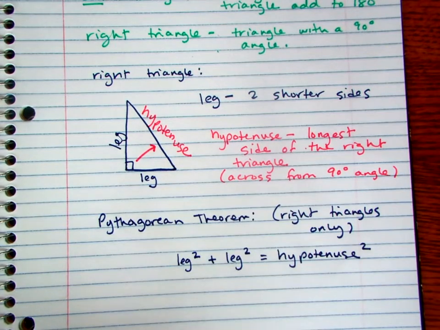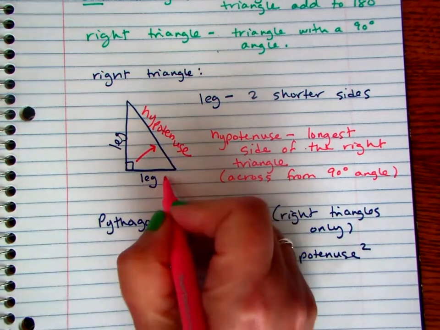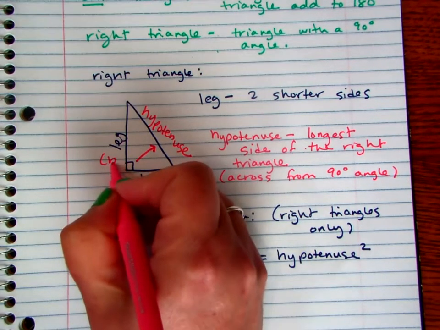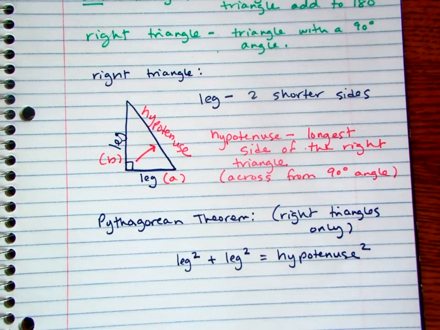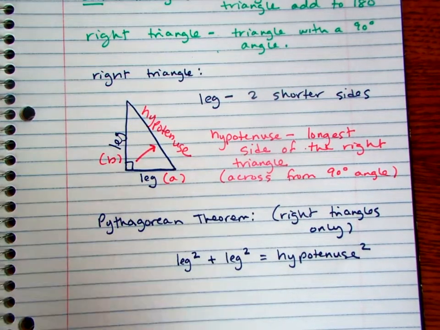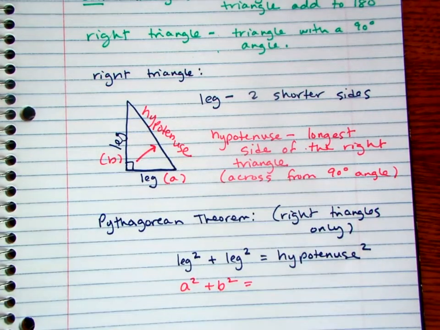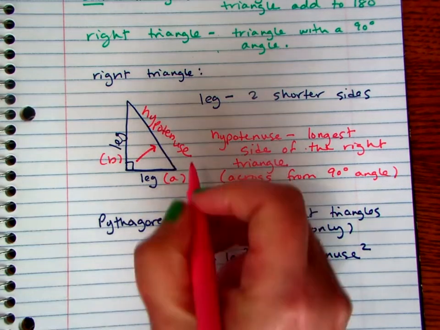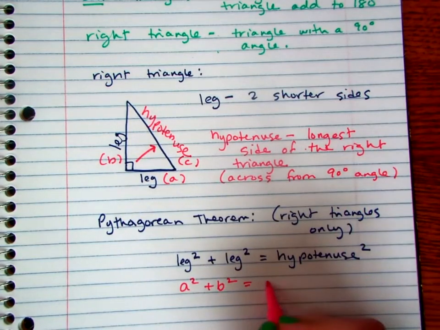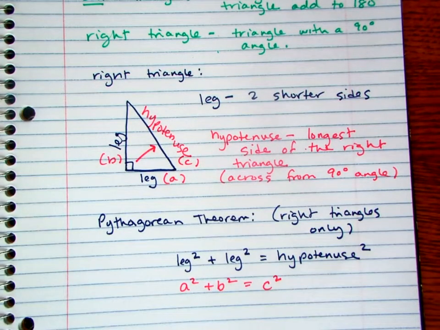Okay, and often these legs are denoted A and B. Okay, so the formula becomes A squared plus B squared equals, and then the hypotenuse is called C, so equals C squared. Okay? So in general, that means that you're going to square both sides, and it's going to equal the hypotenuse squared.